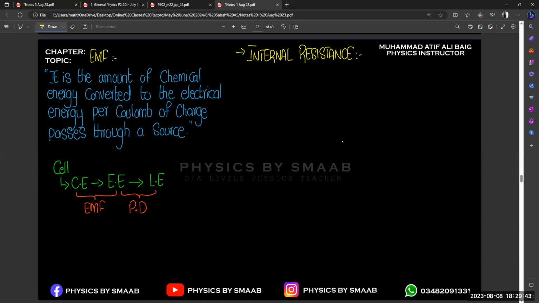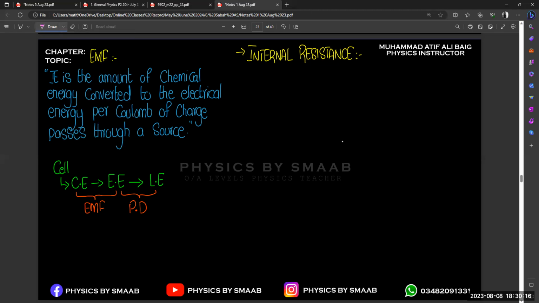There is a little part that converts into heat energy. That heat energy is wasteful energy for us, because we are not going to use it in our circuit. So our main purpose is to find the internal resistance that produces that thermal energy. That is the concept that we need to discuss.